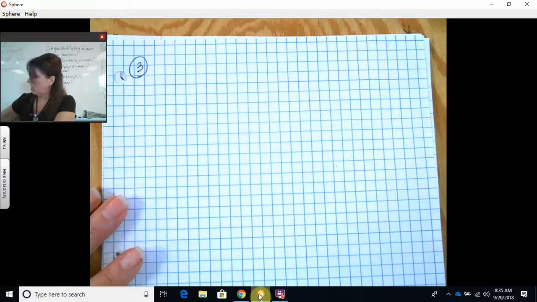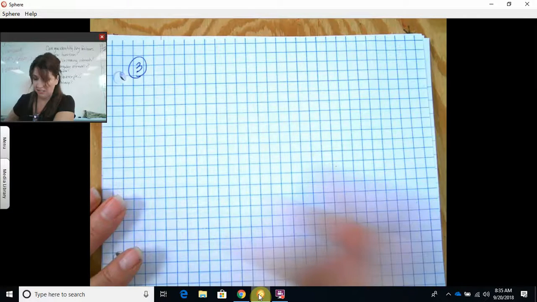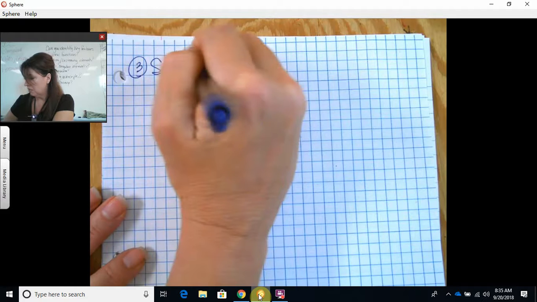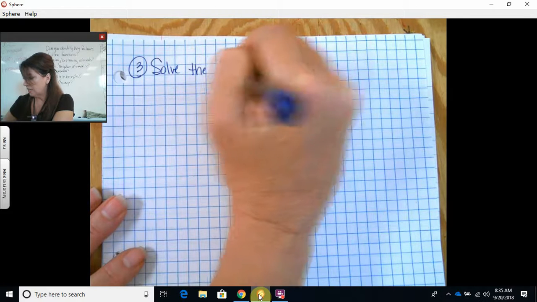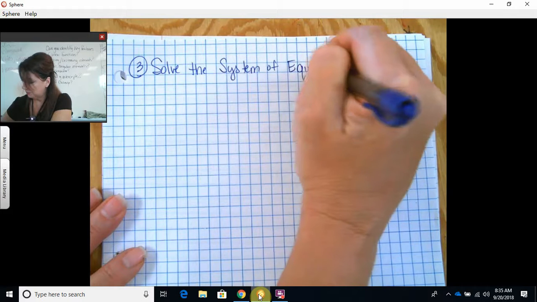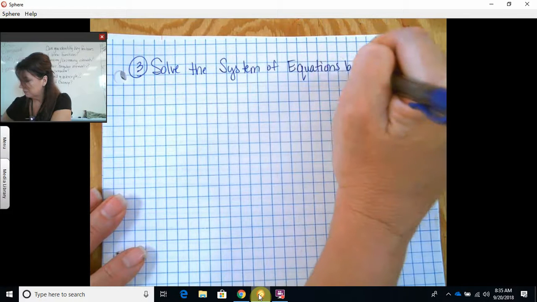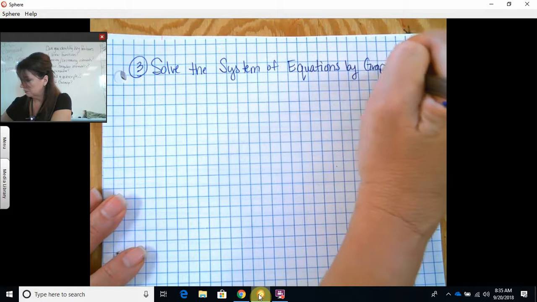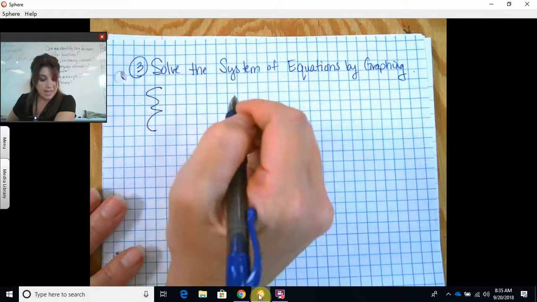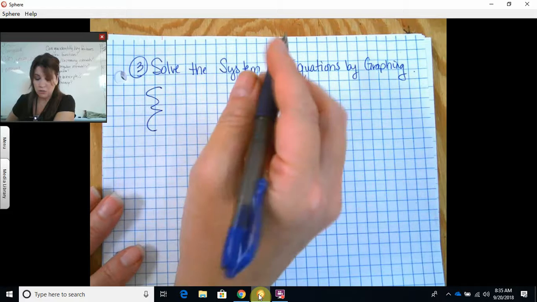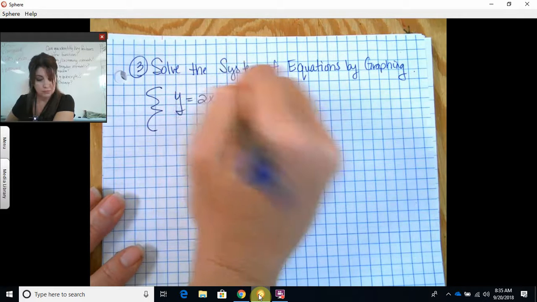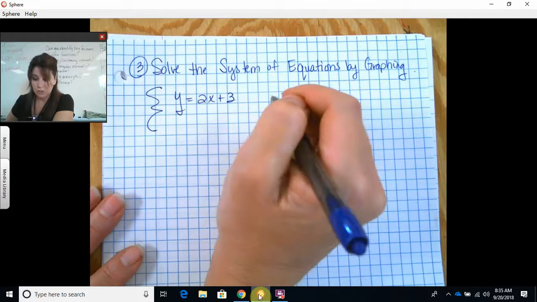Again, we're going to solve the system by graphing. Solve the system of equations by graphing. And we have y equals 2x plus 3 and y equals 2x minus 6.